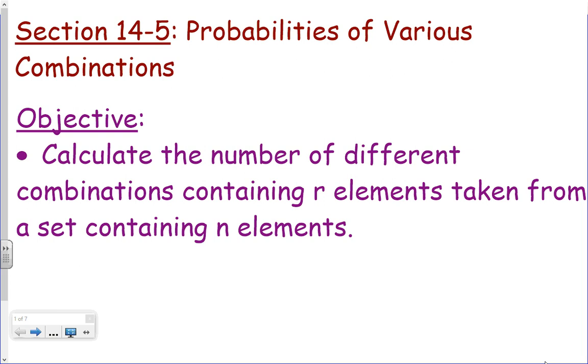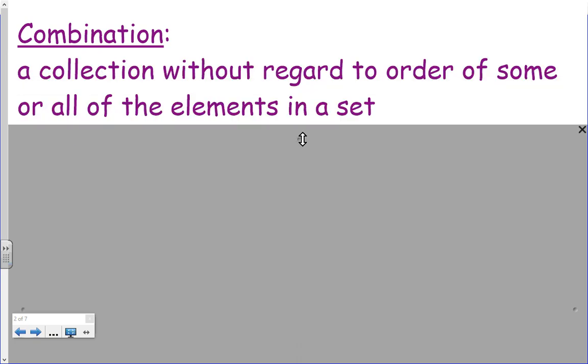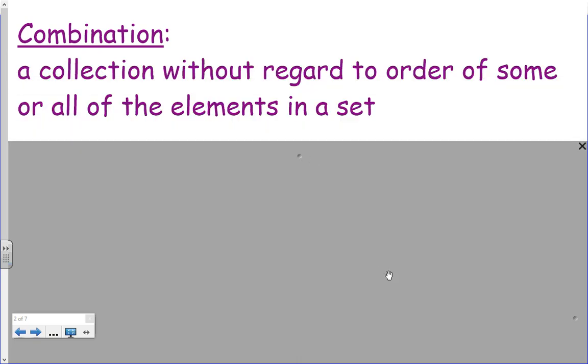So this is kind of the other half of the story from the previous section. In the previous section we dealt with permutations, and now in section 14.5 here we're dealing with combinations. So let's start off with what the difference is between the two. We're talking about a combination versus a permutation.